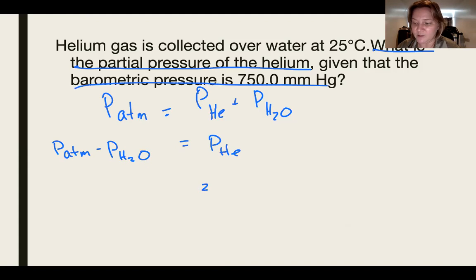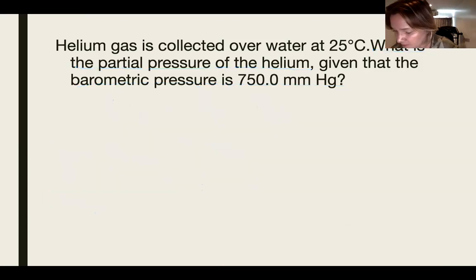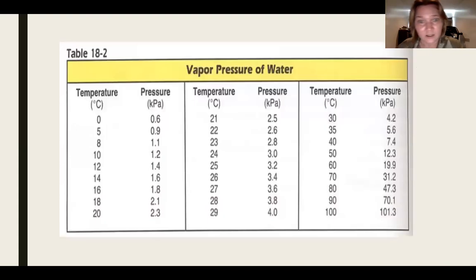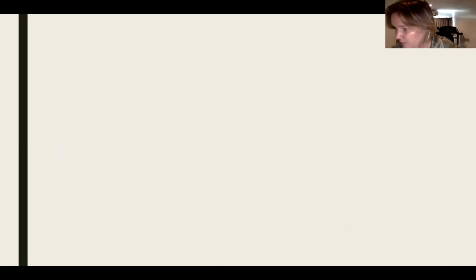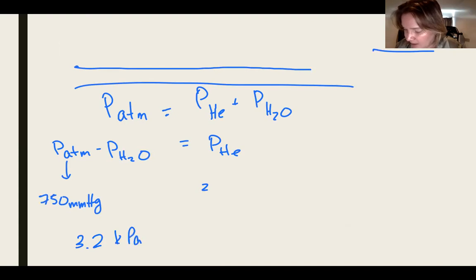And this says barometric pressure is 750. So this is 750. Now we're in millimeters of mercury. And now I have to go back to that table to find the vapor pressure of water at 25. So let's go back. 25, 3.2. Remember 3.2. Okay, 3.2 kPa. And we're going to convert that to mmHg.